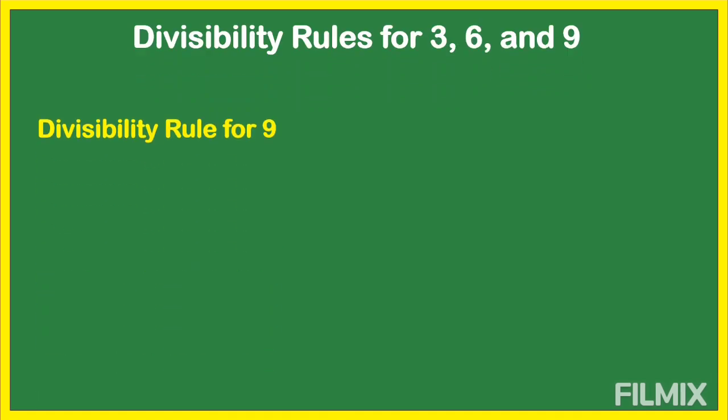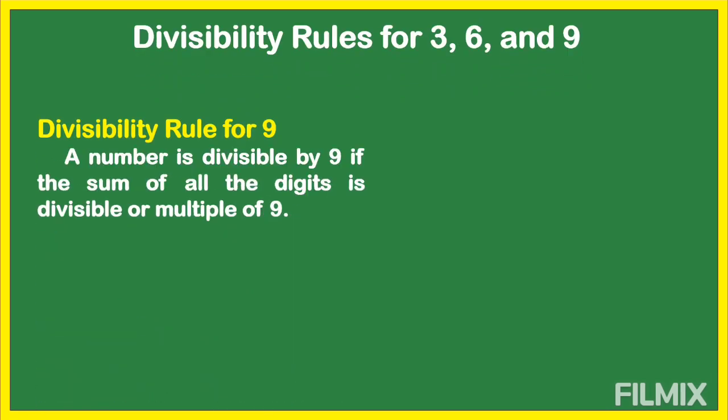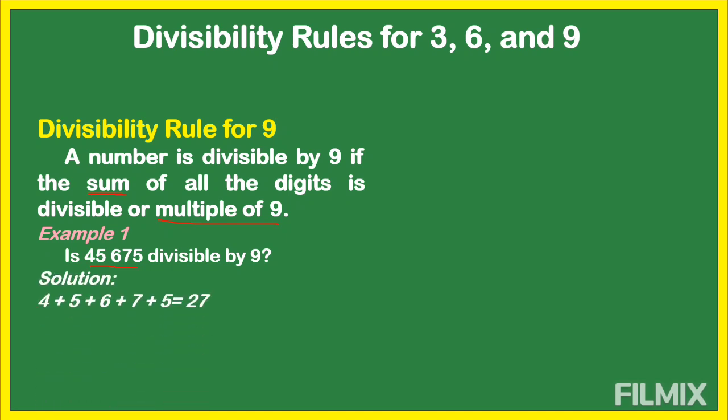How do we know that a number is divisible by 9? A number is divisible by 9 if the sum of all the digits is divisible by, or a multiple of, 9. For example, is 45,675 divisible by 9? We're going to add all the digits. That is 4 plus 5, 9, plus 6, 15, plus 7 is 22, plus 5, that is equal to 27. Is 27 a multiple of 9? 9, 18, 27. So, 27 is a multiple of 9. 27 divided by 9 is equal to 3. Therefore, 45,675 is divisible by 9.